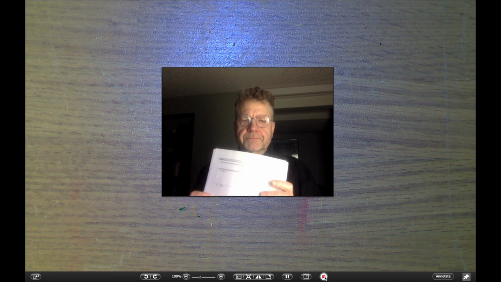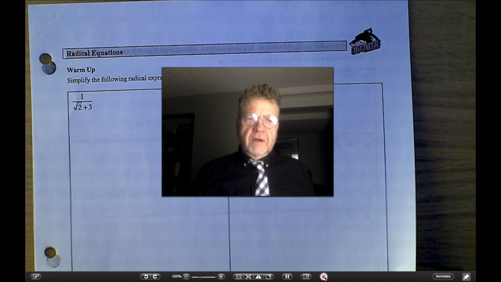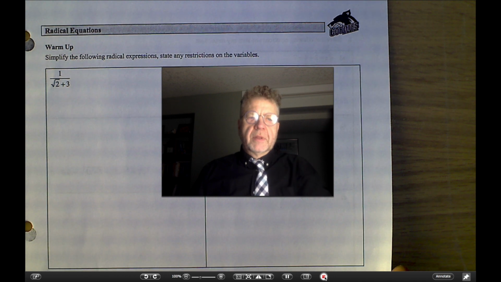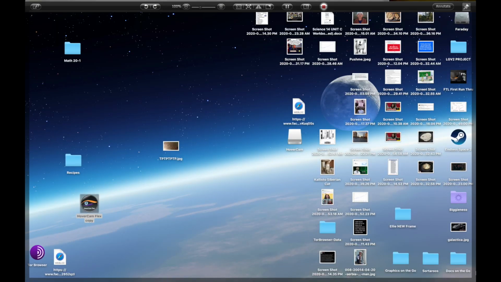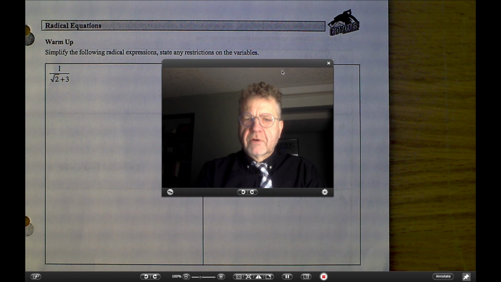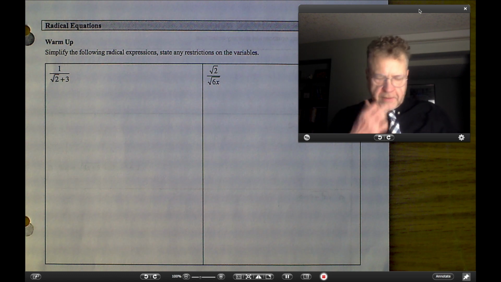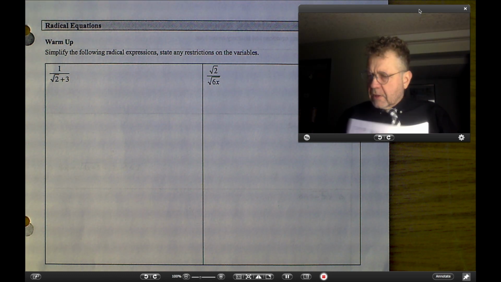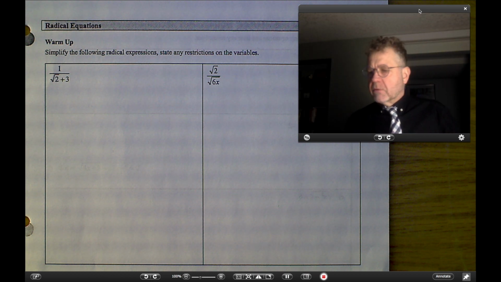So here we go. This is page 126 of our workbook, and as usual, it begins with a bit of a warm-up and a bit of a review. All right, so let's move this over there, and let's get started. Simplify the following radical expressions. State any restrictions on the variables.